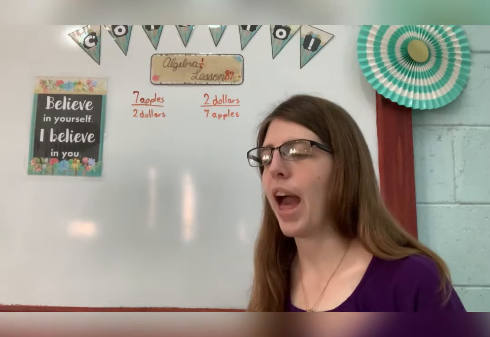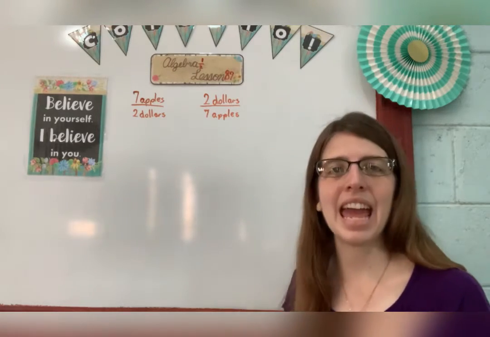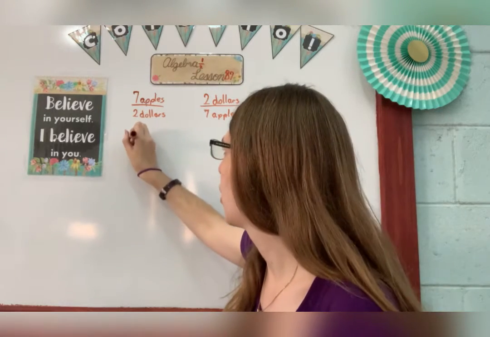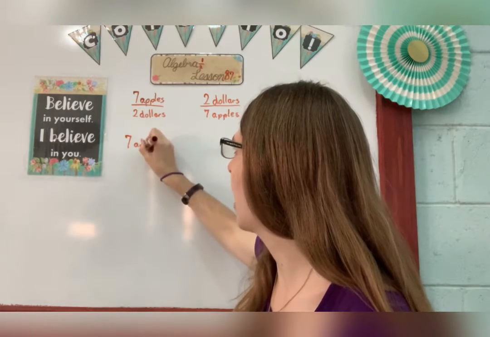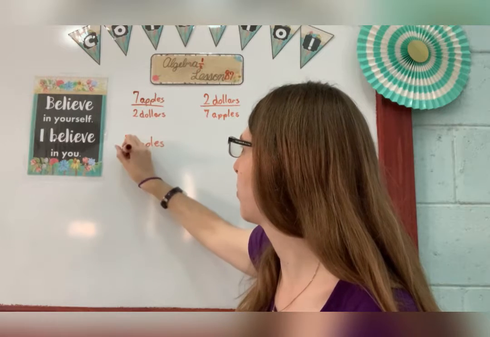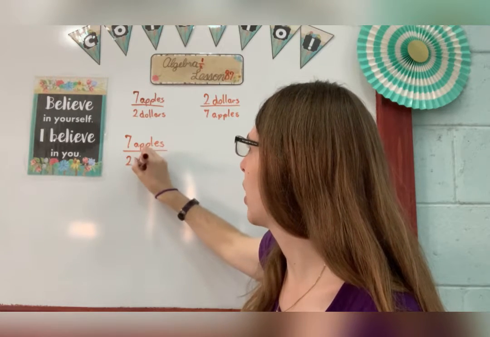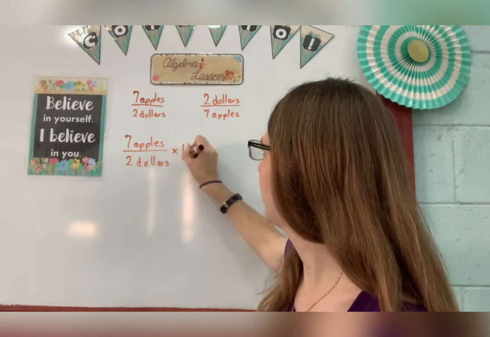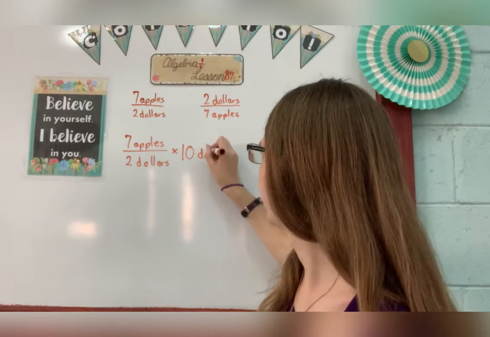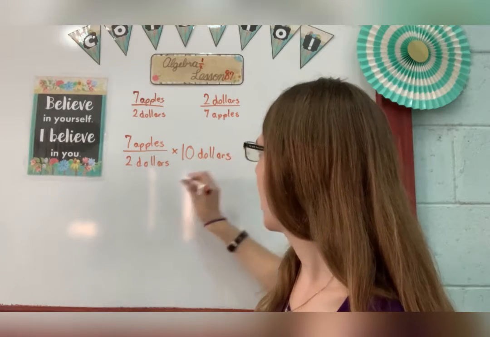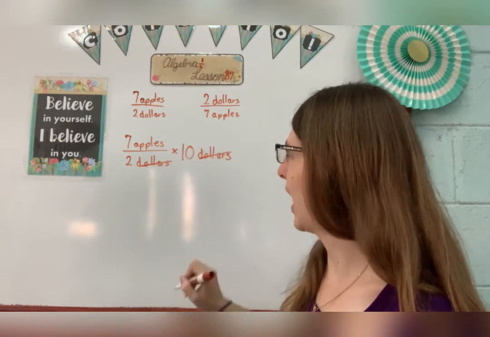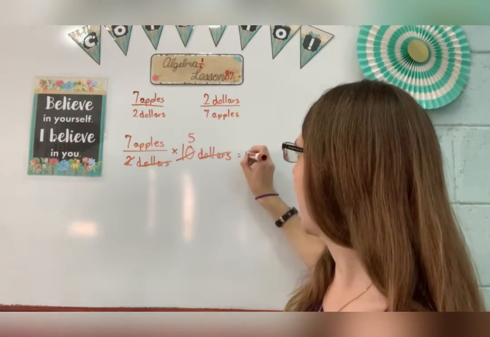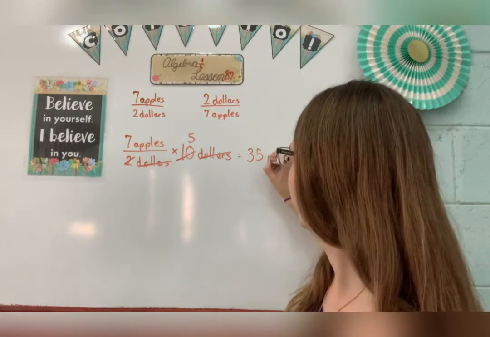If I want to know how many apples could be purchased for $10, I would use the first ratio because I'm looking for apples. We keep whatever we're looking for on top when we solve our problem this way. And I multiply my ratio, 7 apples over $2 times $10. And my unit of dollars cancels out. 2 cancels with the 10 to be 5, and I get 35 apples.